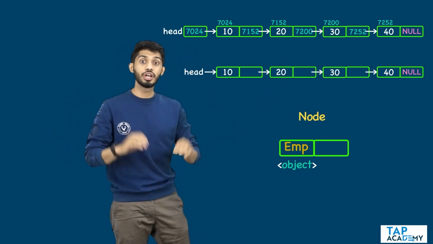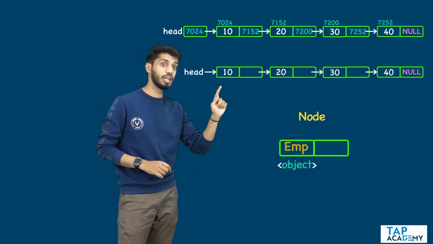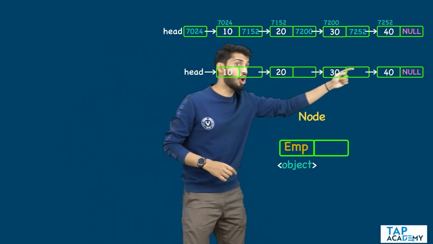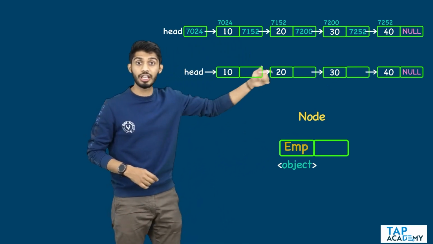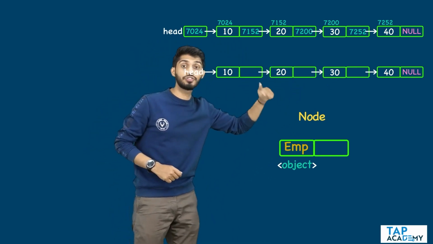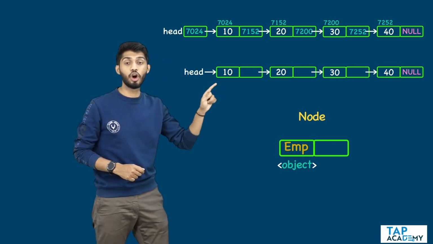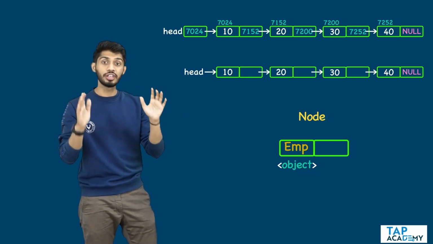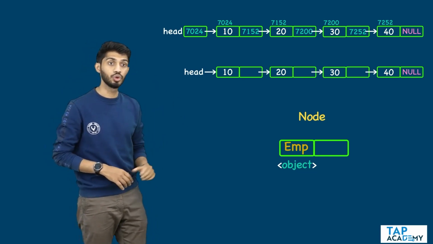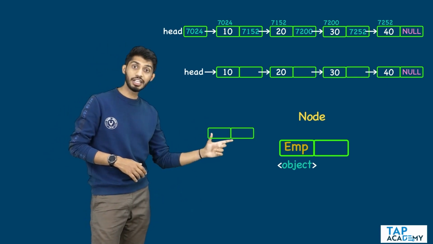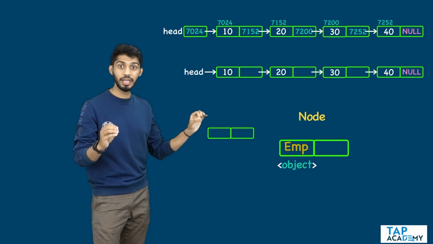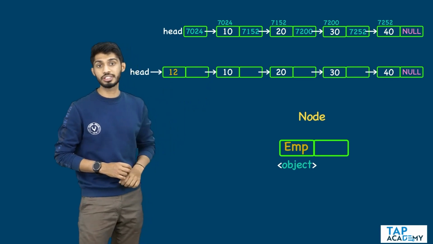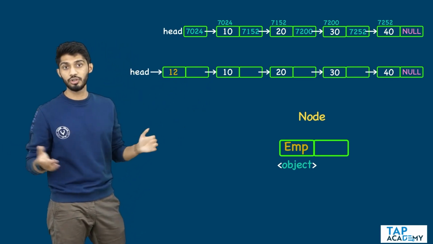The second disadvantage was that if I have to insert a new element, it was a problem. Why? Because I have to shift all the elements one position to the right every time, and if there are 10,000 elements, I have to shift them 10,000 times, and only then a new block of memory will be available to attach. But in case of a linked list, it's very simple. To add a new element, all I need to do is create a new node, and inside that node place the element. In my case I want 12, so I will place 12, and then just add this node at the starting, and head will start pointing to this node. That's all you have to do.